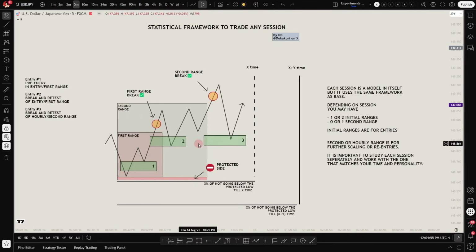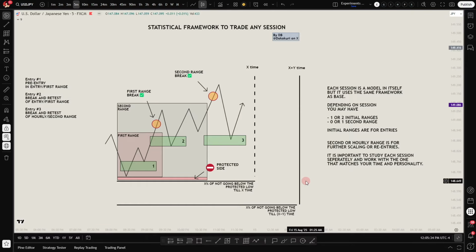Each session follows this same framework, but the timing and duration of ranges differ. Depending on the session, we may have 1 or 2 initial entry ranges, 0 or 1 secondary range. The probability framework also applies here. Once a range is set, we measure the likelihood of price holding above or below until the projected session low or high. In short, every session is a model in itself. The framework is universal, but the session-specific ranges make it adaptable. Please follow the entire video to see how this applies step by step.